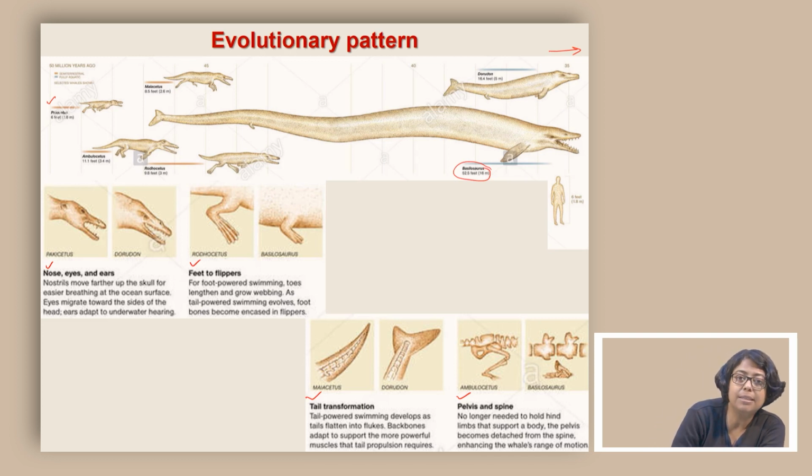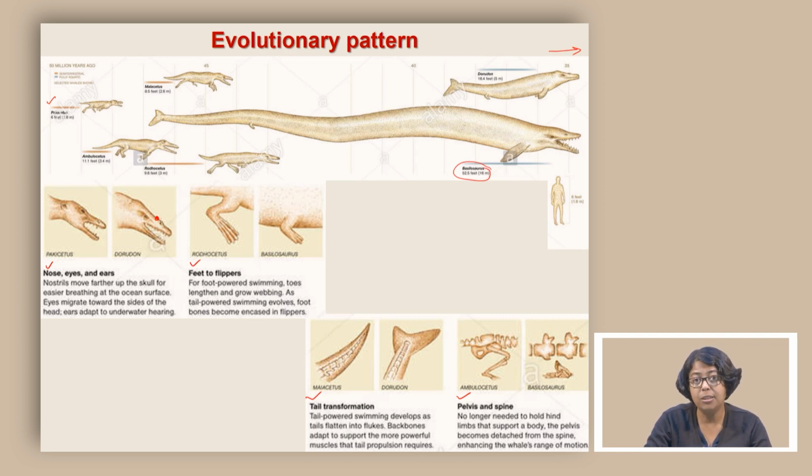Now, what are the changes that we have seen going from Pachycetus to a modern whale? One important thing is the nose, that the nostrils started to move on the top of the body rather than towards the sides. The second thing were the eyes. The eyes also started to become more on the sides towards the top than what we started to find in Pachycetus. The ear region adapted to the underwater hearing.